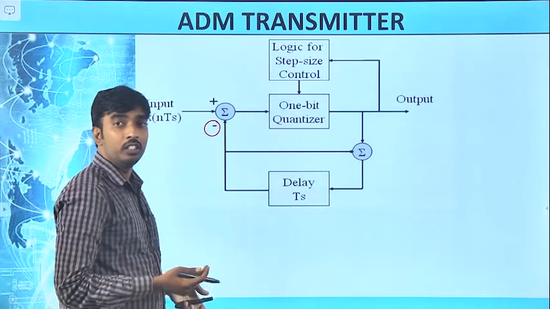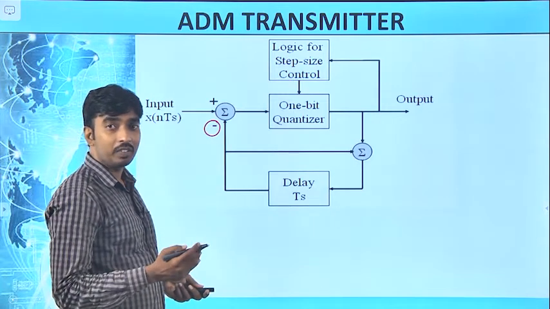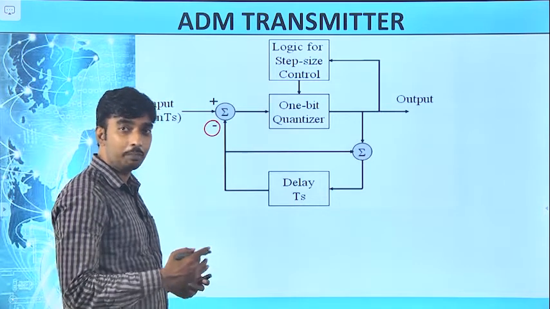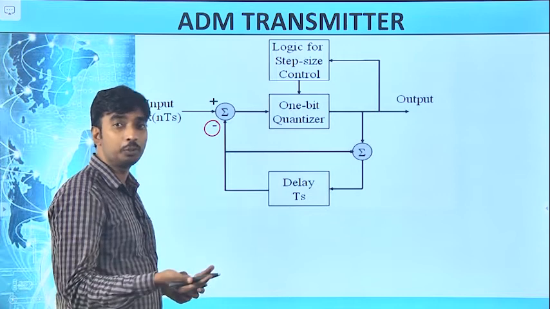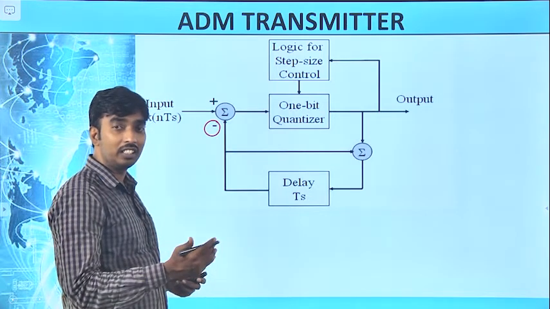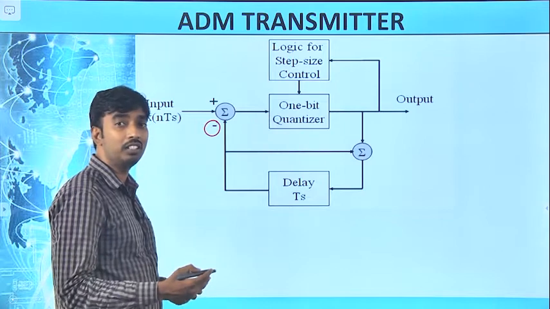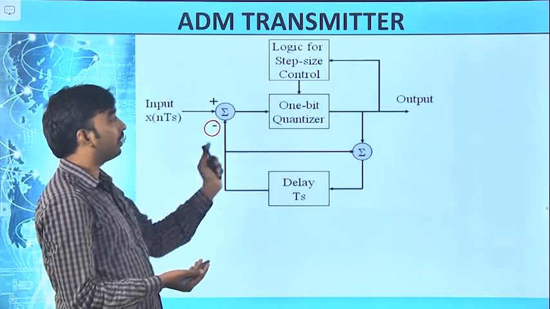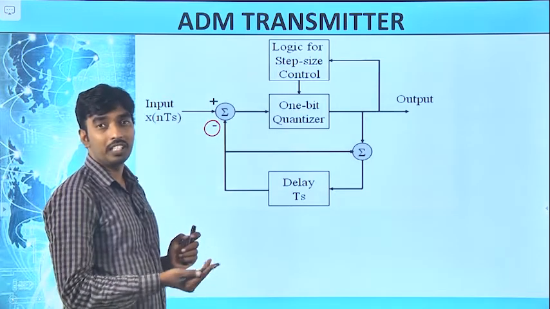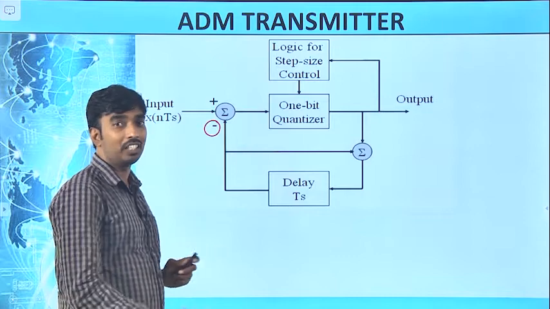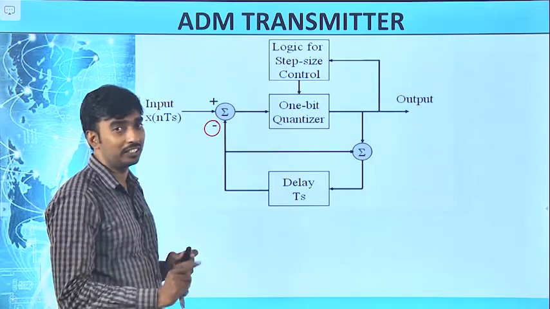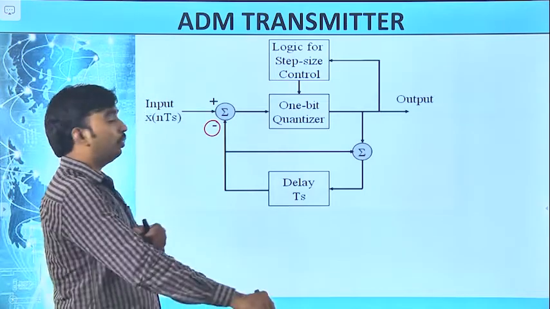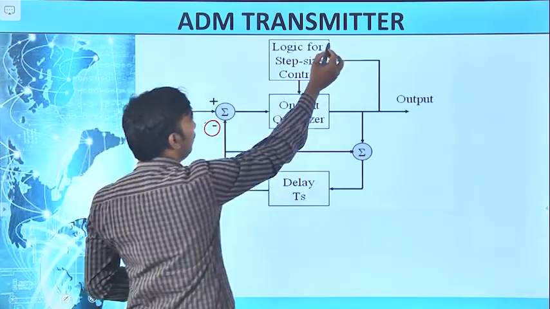I told you, if the staircase signal amplitude is less compared to the input signal, it gives plus delta. If the staircase signal amplitude is high compared to the input signal, it gives minus delta, right? Based on the comparison, it gives the output. Plus delta means it assigns 1, minus delta means it assigns 0. Only 1 bit it will assign, right? Only 2 levels. Fine.